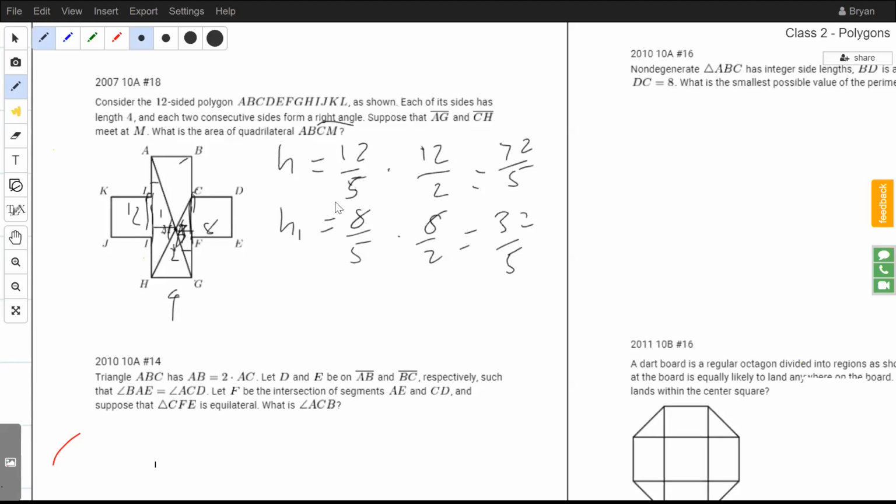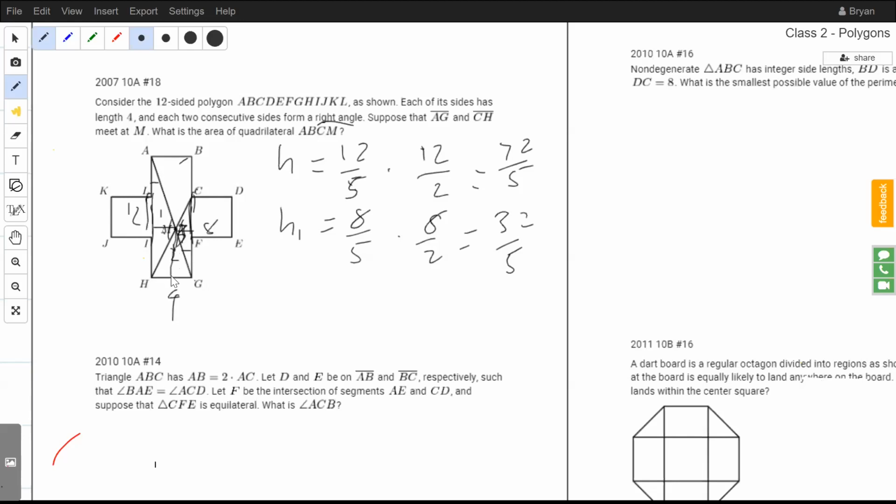Now to do this, we have to be able to figure out what this height is from M to HG. At first, it may seem like there really isn't a great way to do this. And you're sort of right, but actually there is a great way to do this.